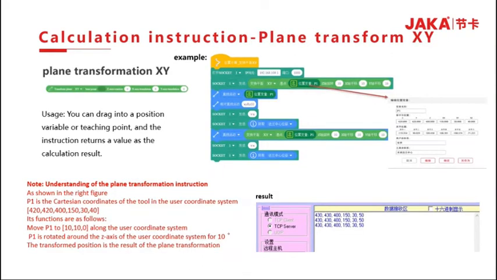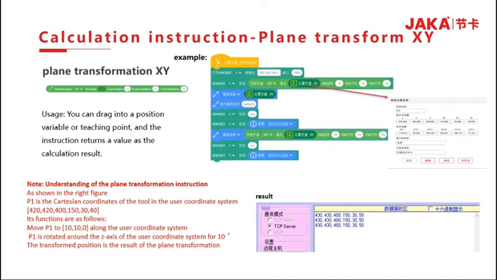Plane transformation instruction, X, Y plane transformation. See the example on the right. Open the socket connection. It will send the plane transformation result. The robot moves in a straight line to the P1 position coordinate. The robot then moves relatively in a straight line under the user coordinate system. The parameters X, Y, RZ are each 10. After the movement is in place, the socket sends the coordinates of the end of the robot.